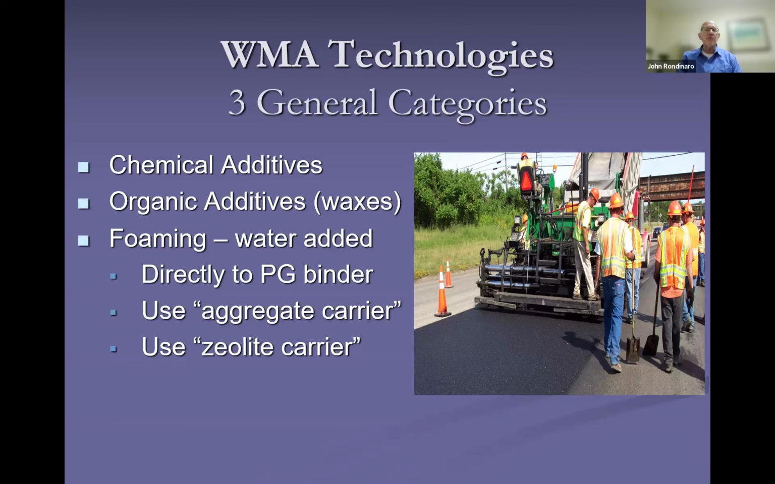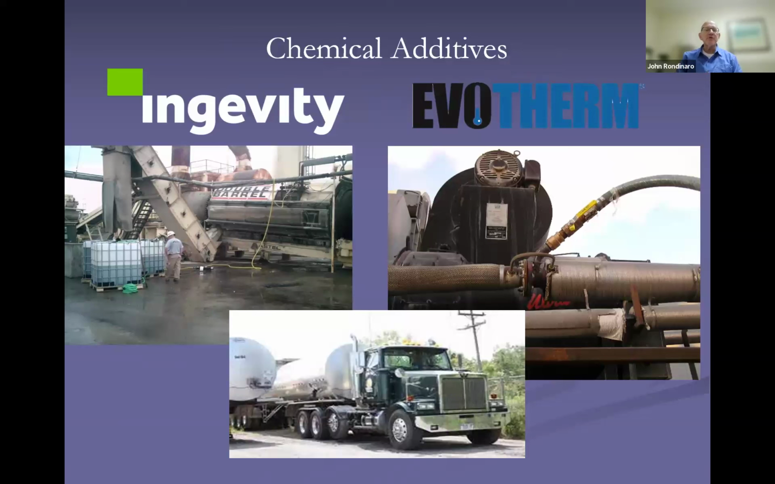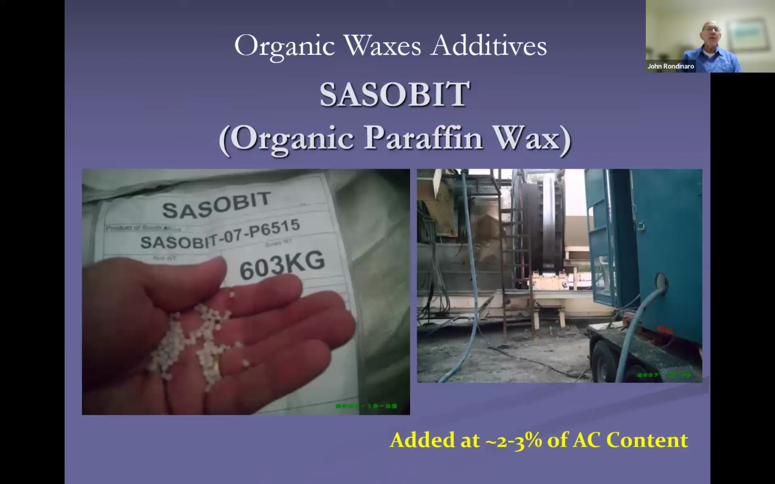But I'll touch on all three of them real quick. So in chemicals, you've got a bunch of different technology providers, and that's where you're adding the chemical directly into the liquid asphalt tanks. On the wax side, again, it's being added into the tank, but in this case, you're adding a paraffin wax, which is going to allow that asphalt to be produced at a lower temperature.